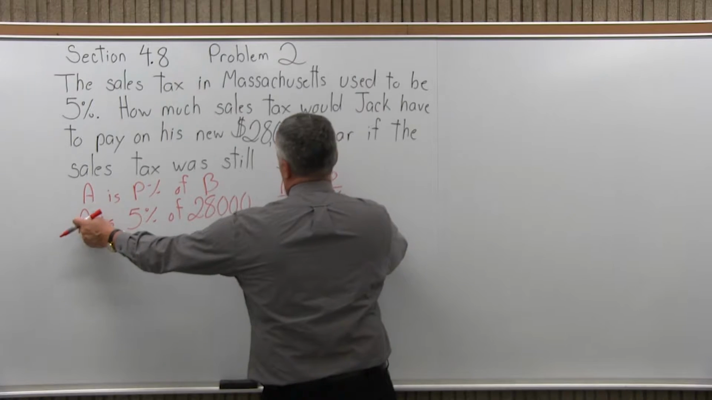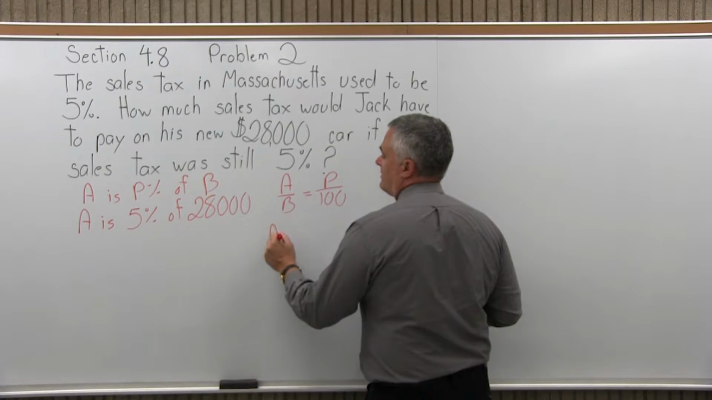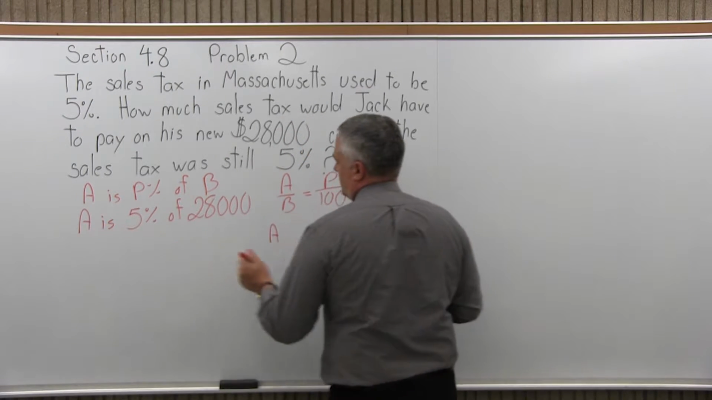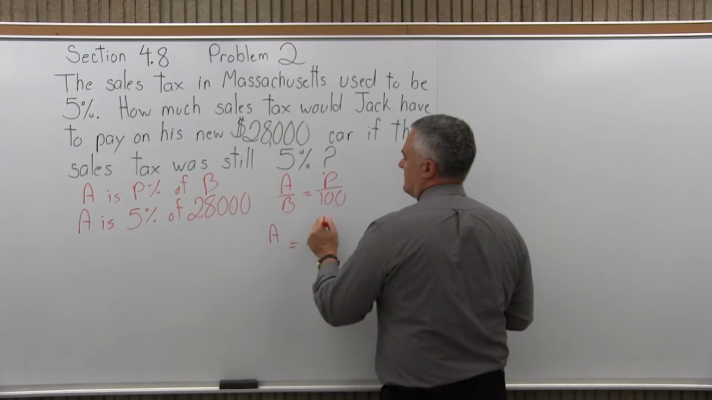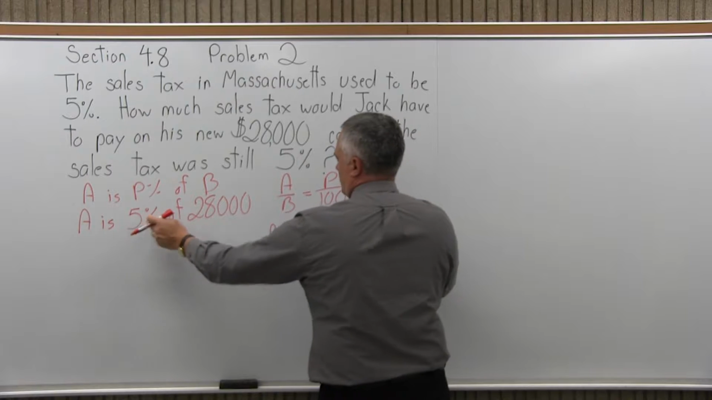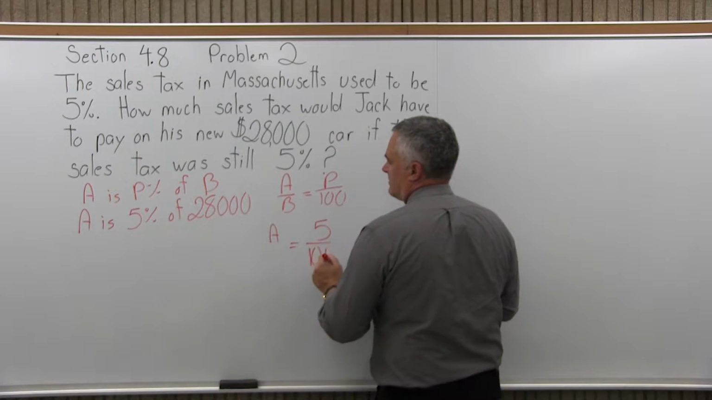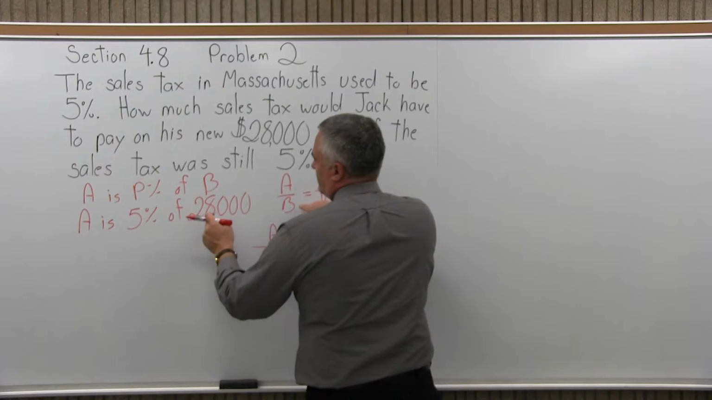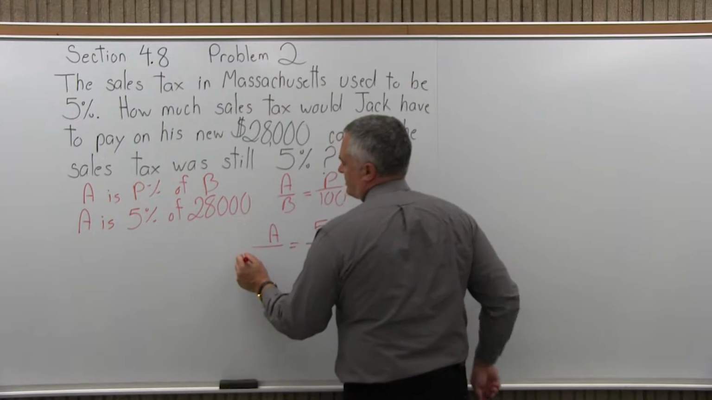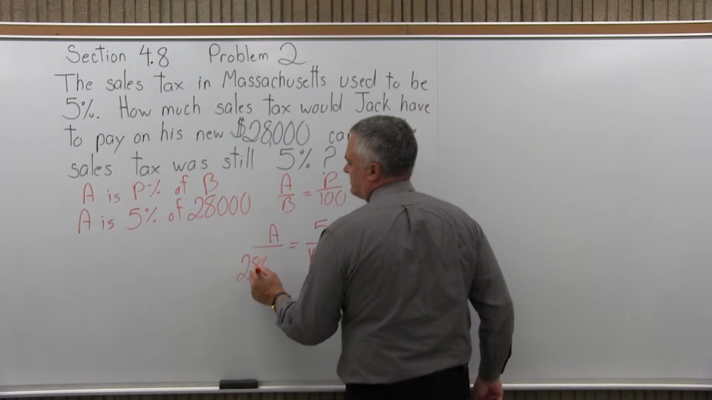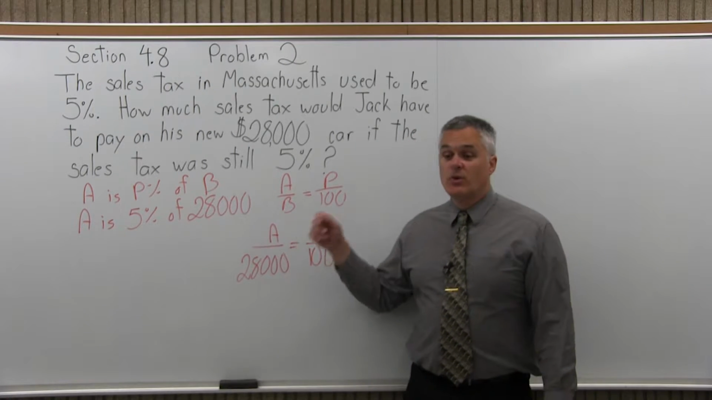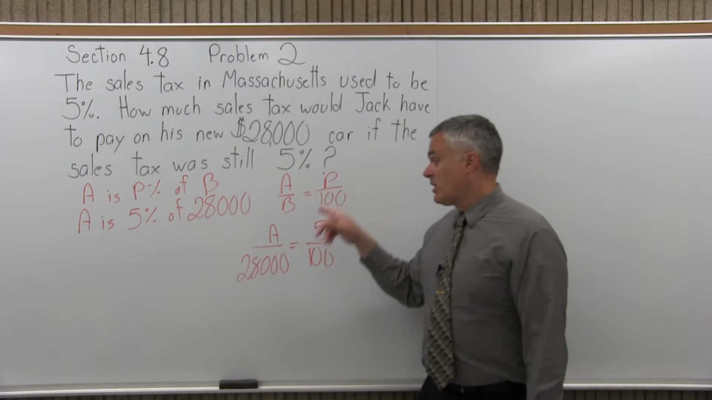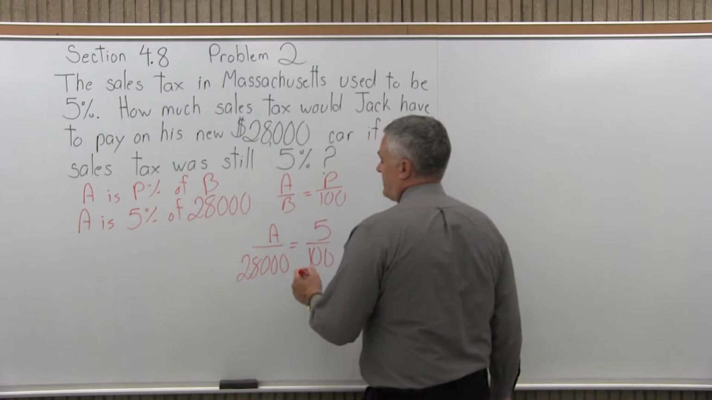So I start with the A. A is the unknown, so I just leave it as A. The "is" becomes the equal sign. P, the percentage, is 5. The percent is 100. And then B is $28,000. So I did manage to fill it in. I have only one unknown, which is the A, so I will cross multiply and solve for A.